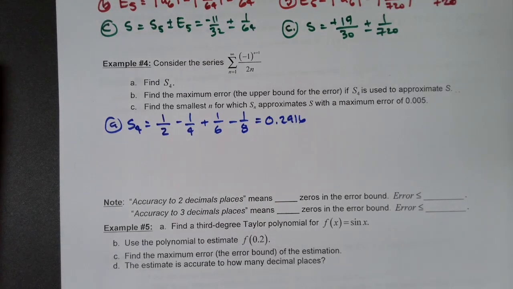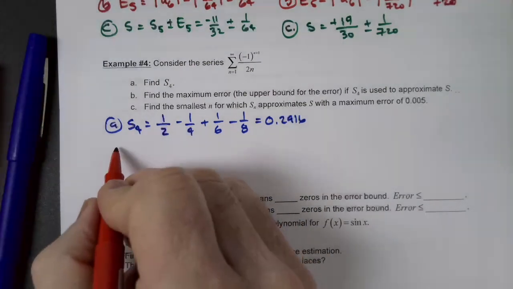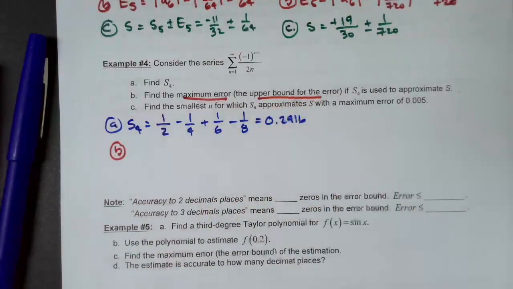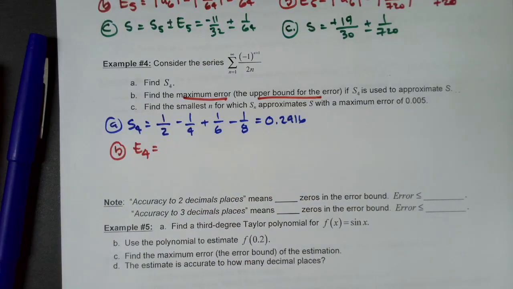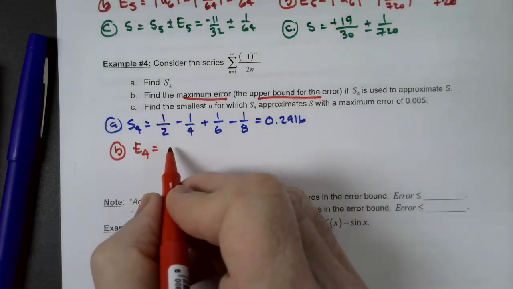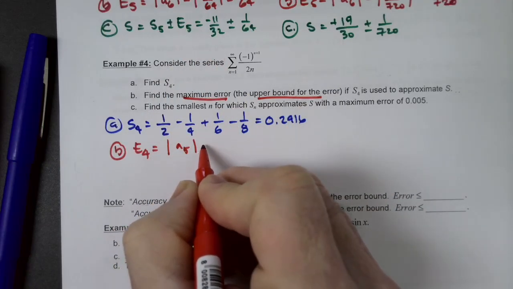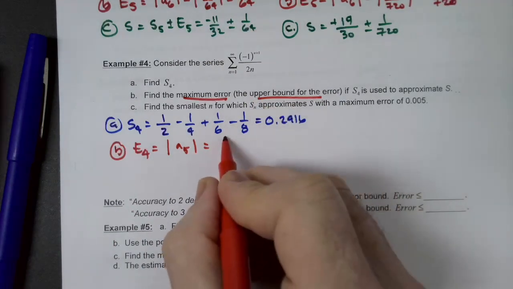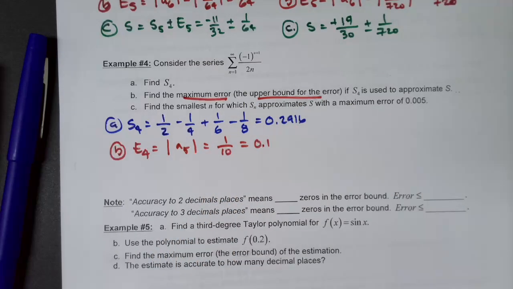Okay. So if I use that fourth partial sum, what error would I expect to have? What's my maximum error? The upper bound of the error, whatever wording they use. That error, because we're using the alternating series bound, will just be the absolute value of the fifth term. Our fifth term will be 1 over 5 times 2, 1/10, or 0.1.